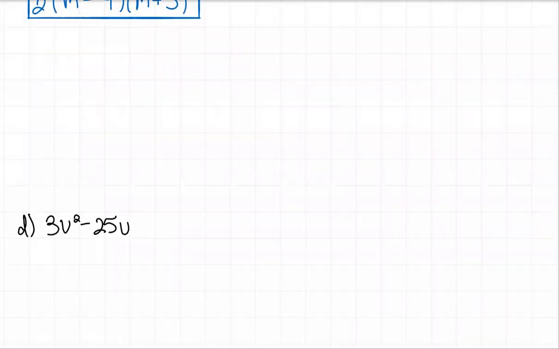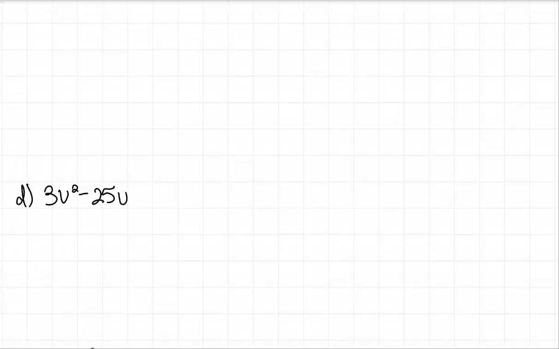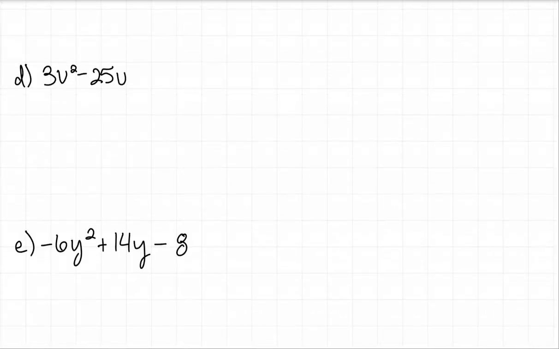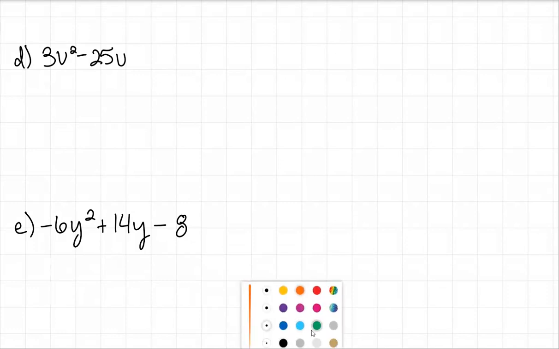Part D. Now this one is going to show us that we don't always have to factor like we're used to. Sometimes we just stop at step 1. And you can probably tell that, yeah, here we're just going to stop at step 1. Factoring out our GCF. What is our GCF here? 3 and 25, they don't have any factors in common except for 1, but there's u squared and u. So I can factor out a u.